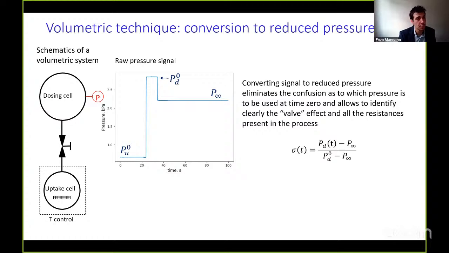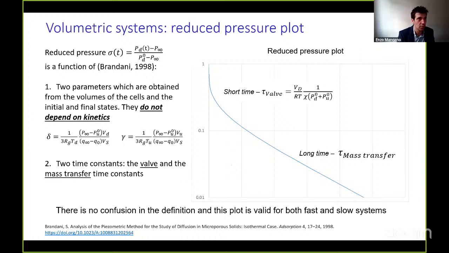How the reduced pressure plot looks, this is in this slide here, where we show essentially the reduced pressure plot obtained from the simple isothermal model from Stefano in 1998. Here you can see in the semi-log plot two regions of interest. In the short time, you see the effect of the valve, so the time constant of the valve, while the long time asymptote offers essentially all the information on the mass transfer.